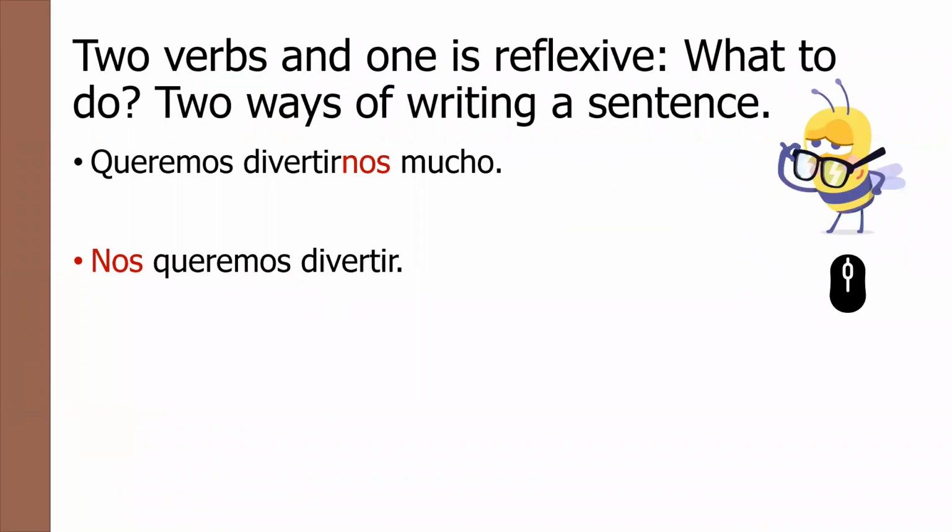Now, what happens when we have a sentence that has two verbs and one subject? Well, we can write it in two different ways. We can say, queremos divertirnos mucho. We can attach the reflexive pronoun at the end of the second verb, the one in the infinitive. Or we can write the pronoun before the first verb, the one that is conjugated. And the meaning is the same.